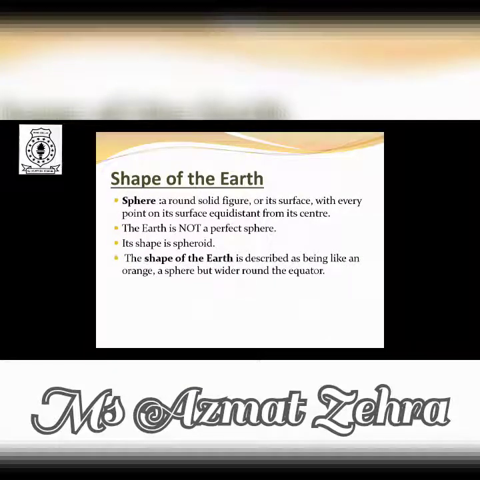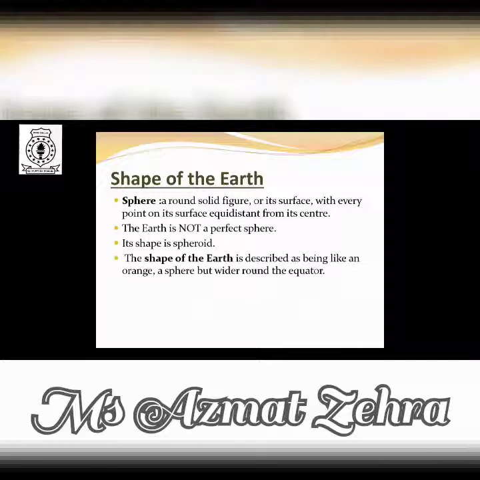Now, shape of the earth. जैसा कि हम सुनते आए हैं कि अर्थ एक स्फीयर है, but earth is not a complete sphere. Sphere means a round solid figure on its surface with every point of its surface equal distance from its center. But the earth is not a perfect sphere.